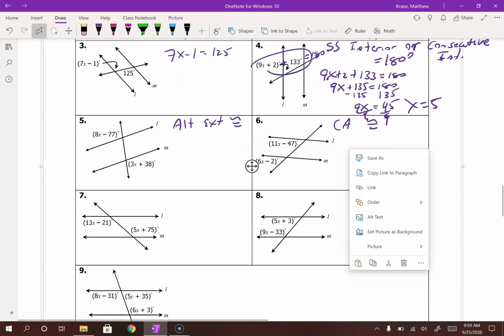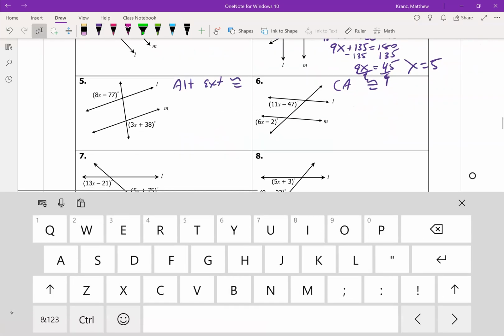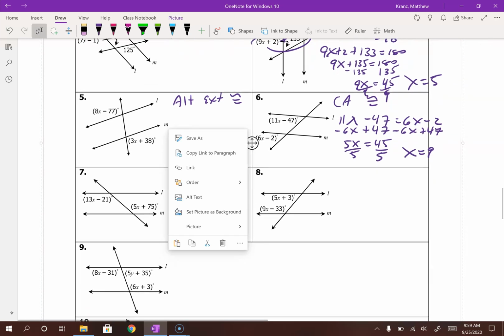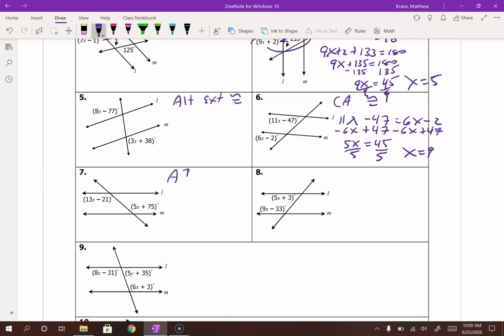You know what? Let's try number 6. Number 6, even though they're congruent, we have variables on both sides. So we have this 11x minus 47 equals 6x minus 2. When I do that, if I minus my 6x from both sides, I have 5x. If I add 47 to both sides, I have 45. When I divide by 5, x equals 9. All right, number 7, they are alternate interior.